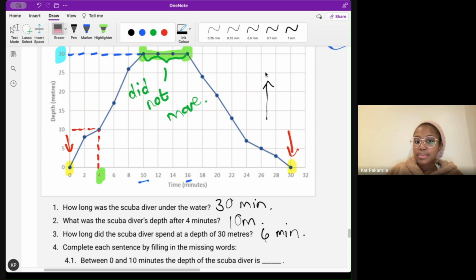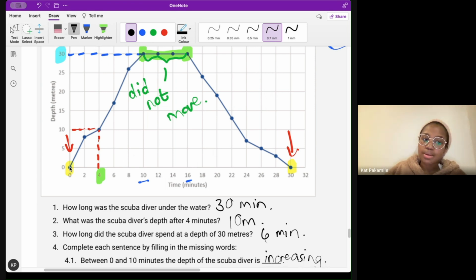All right, guys. Great. Complete the sentence by filling in the missing words. Between minutes 0 and 10, the depth of the driver is doing what? Increasing. It's increasing, okay? Because at minute 0, he was 0 meters below water. But at minute 2, he was already like 7 meters below water. At minute 4, he was 10 meters below water. So the depth is increasing.